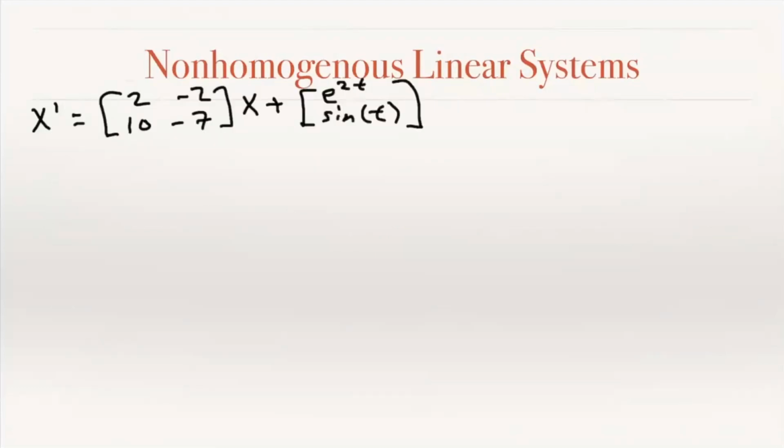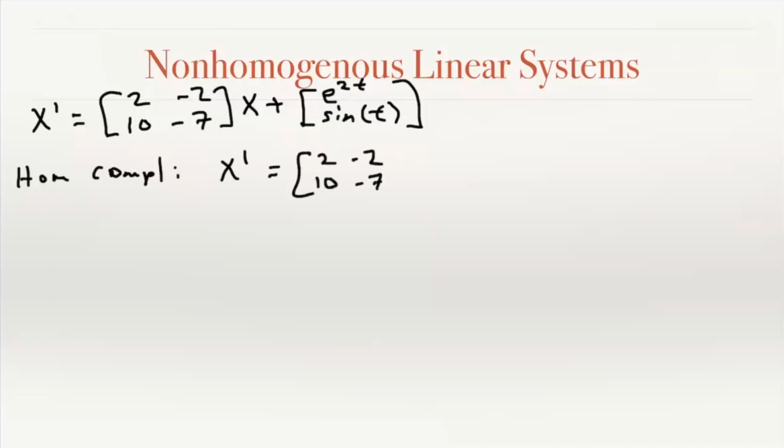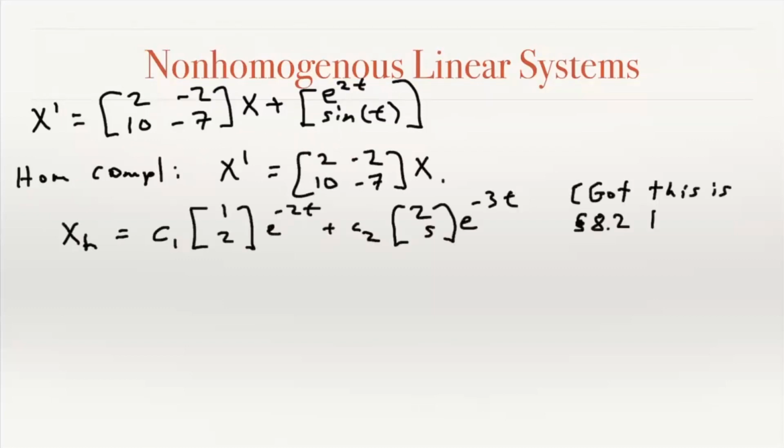So, for example, if we were solving this non-homogeneous system of linear differential equations, the first thing that we would do is look at the homogeneous complement. The homogeneous complement is obtained by just deleting the non-homogeneous component. And we get that x sub h, the solution to the homogeneous complement, is, we solved this problem in the Chapter 8.2 lecture. We got that by finding the eigenvalues and eigenvectors of this matrix.